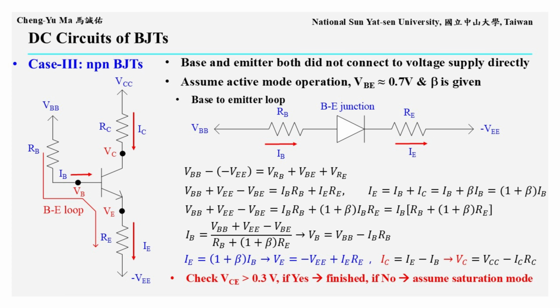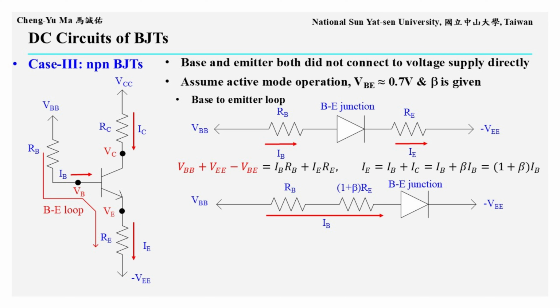The collector current IC is IE minus IB, or directly beta times IB. Then VC equals VCC minus IC times RC. Finally, check whether VCE is greater than 0.3 volts. If it is, the active mode assumption is correct. If it is not, we must redo the analysis using the saturation mode assumption.